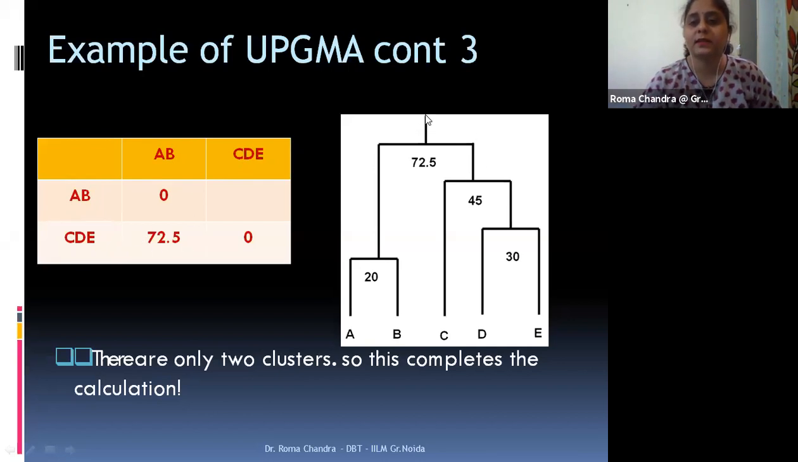Thus, I created a root, and after creating the root, I saw that two branches are emerging. One branch is connecting my CDE, and the other branch is connecting my AB. This is the final result which I get from my UPGMA tree construction method. So these are considered to be the two clusters: one cluster of AB, the other cluster of CDE.